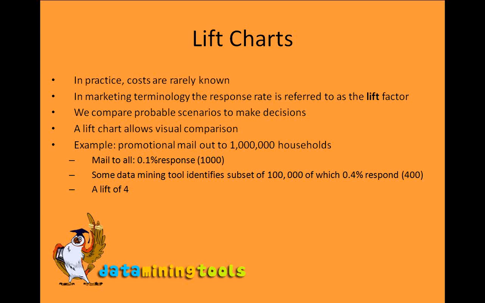For example, suppose we want to send some promotional mails out to say 1 million households, and if we mail to all, then only 0.1%, that is 1000, we get only 1000 responses. So using some data mining tools, we identify a subset of 100,000 households of which 0.4% respond, that is 400. So we have a lift of 4, that is 0.4 upon 0.1. So again, the lift factor basically represents the increase in the response rate.